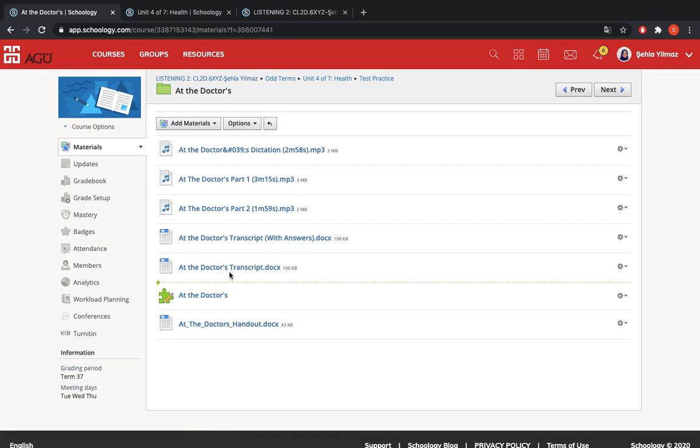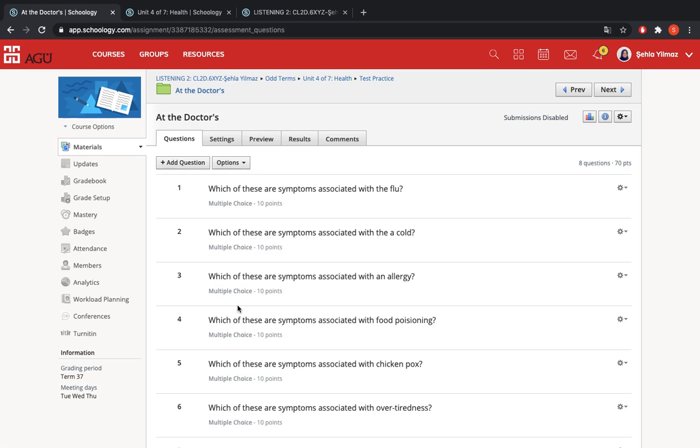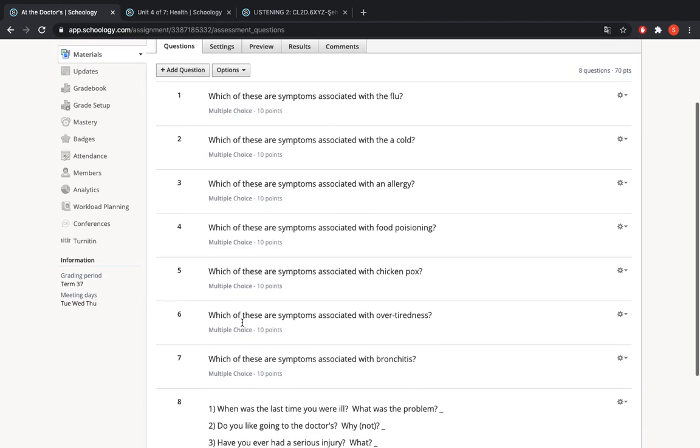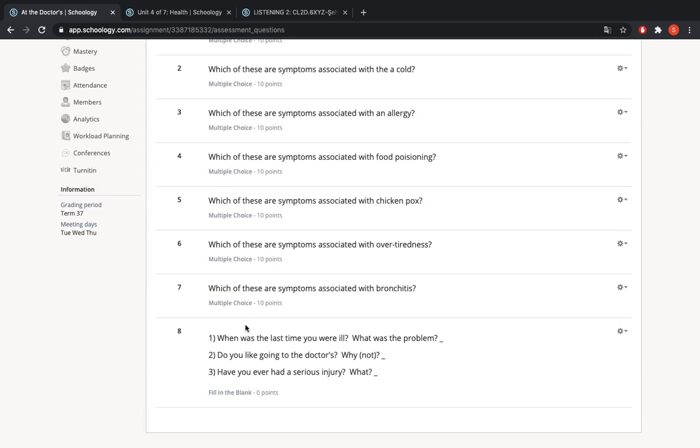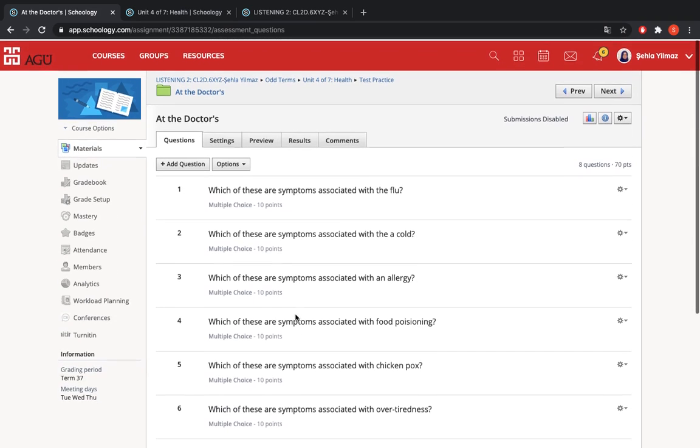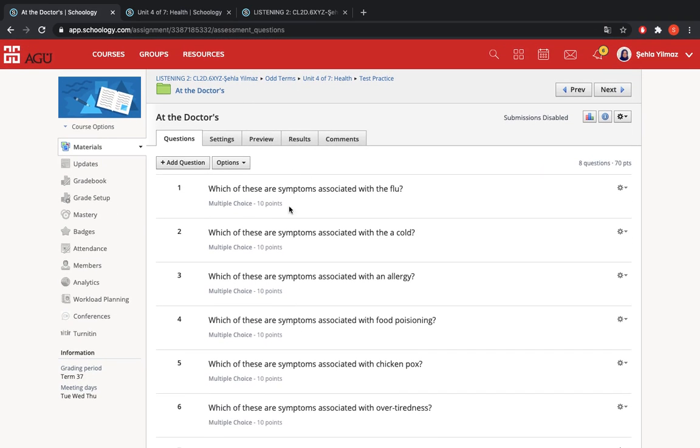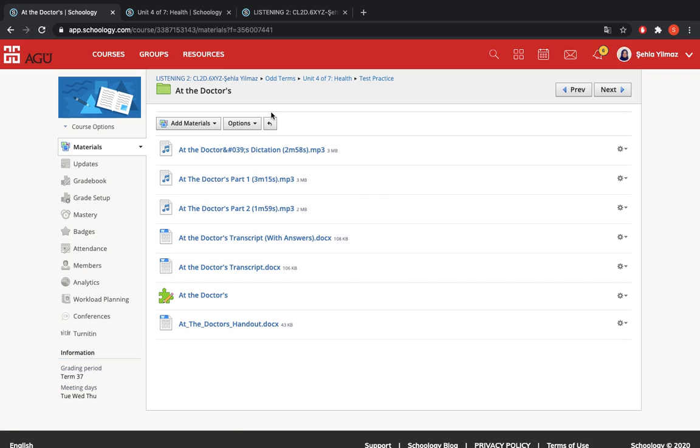Here you can see that everything is in this folder. First of all, there's a quiz for you that should be activated on your Schoology course page. If you look at the questions, you can see that there are 8 questions in total. Most of them, 7 of them, are multiple choice, so you just need to choose one of those options. And these are just about yourself, to answer the questions about yourself. So please do the quiz first, answer the quiz questions, and then go back to the folder again.